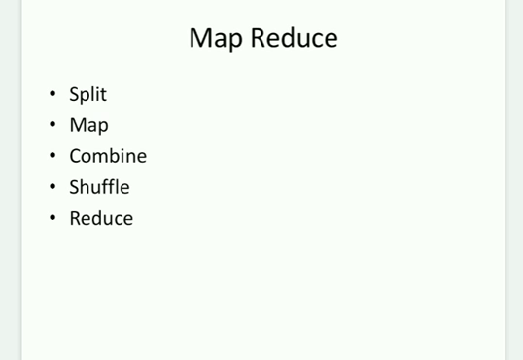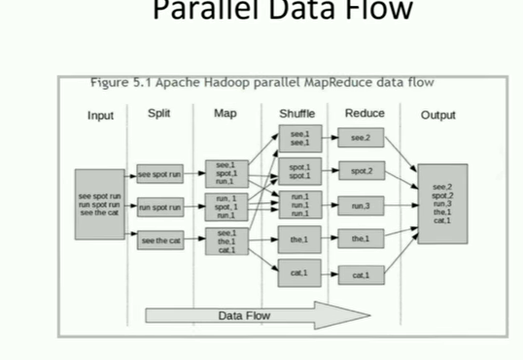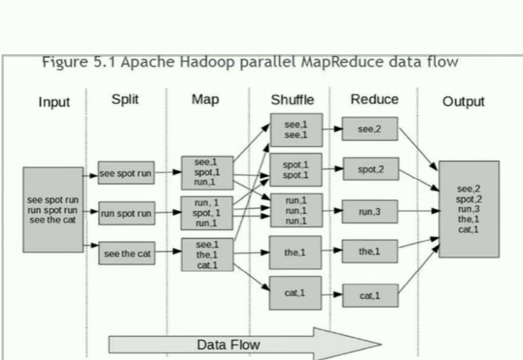So, MapReduce parallel data flow. We'll see these 5 stages in the next diagram. As you can see in this diagram, there is input, split, map, shuffle, reduce, output. Okay, 5 stages. As you can see, there is one example given there. There is an input file. In that input file, there is an example written: see spot run, run spot run, see the cat. So that is the input file given.